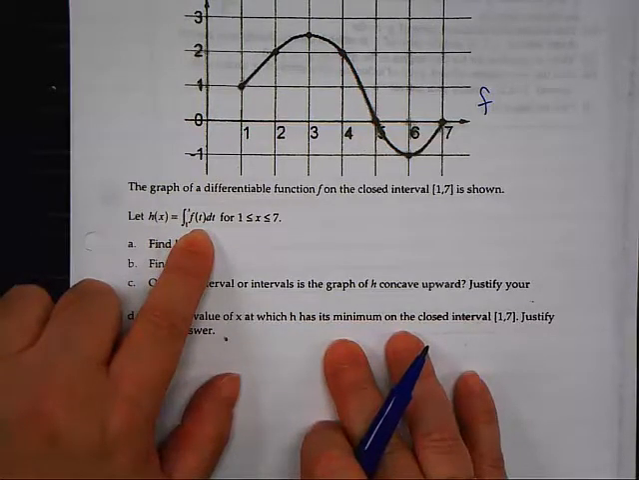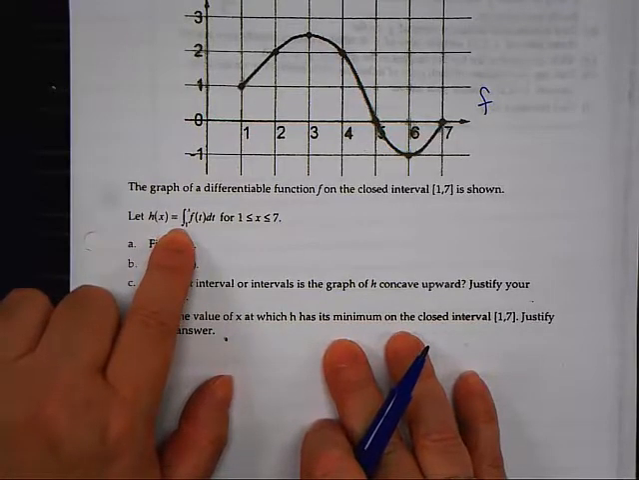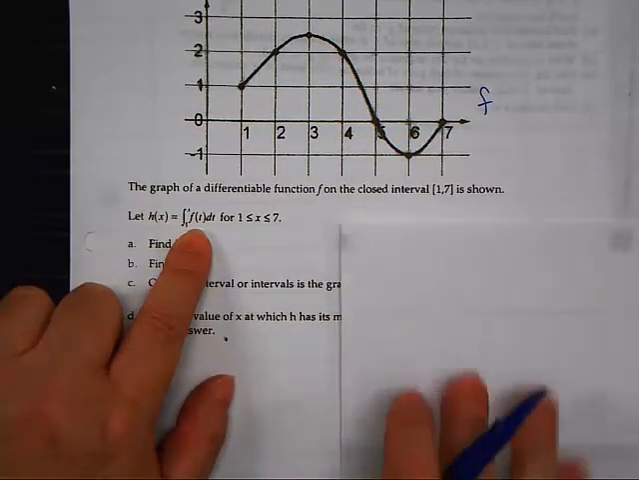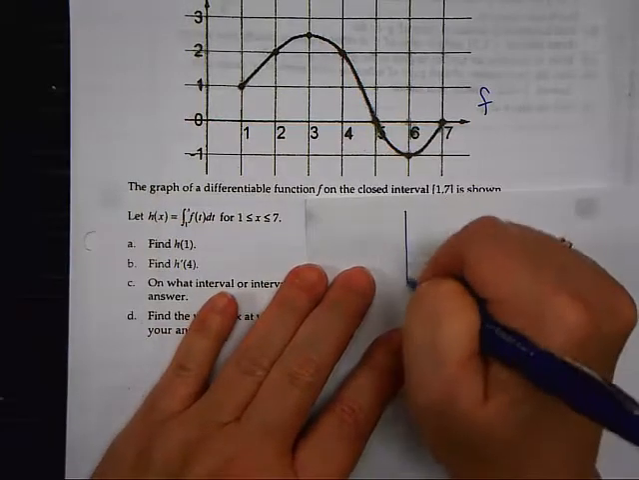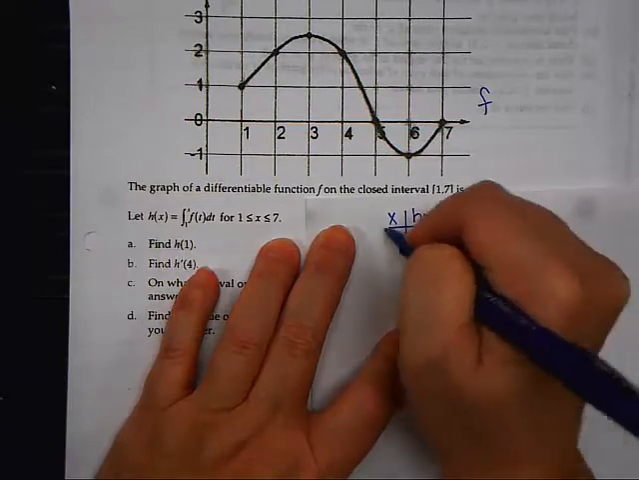Okay, I want you to chew on that mentally for just a minute. h of x is equal to the area under the curve of f from 1 to whatever you choose x to be. So what I want to do for just a minute is make a t-chart. This is x, this is h of x, kind of to show you what's happening here.